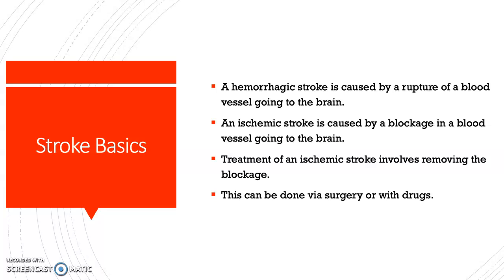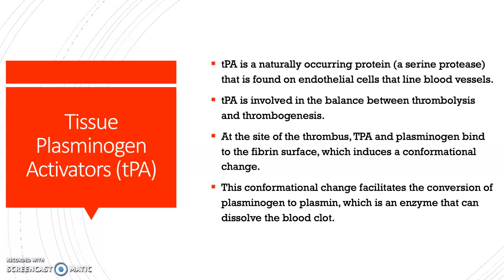Treatment of an ischemic stroke involves removing this blockage so that blood can flow into the brain. And this blockage removal can be done via surgery or with drugs. Anti-inflammatory agents such as aspirin can do the trick, as can tissue plasminogen activators, also known as TPA. And today we are discussing TPA.